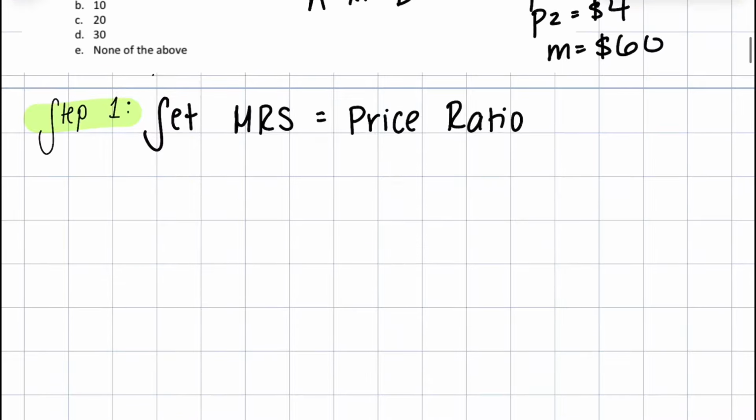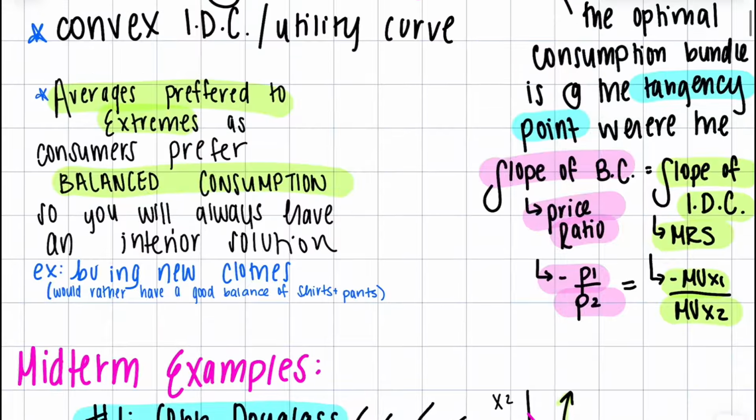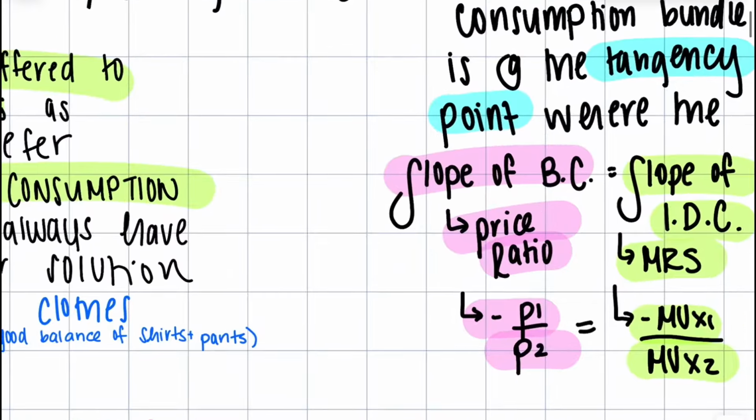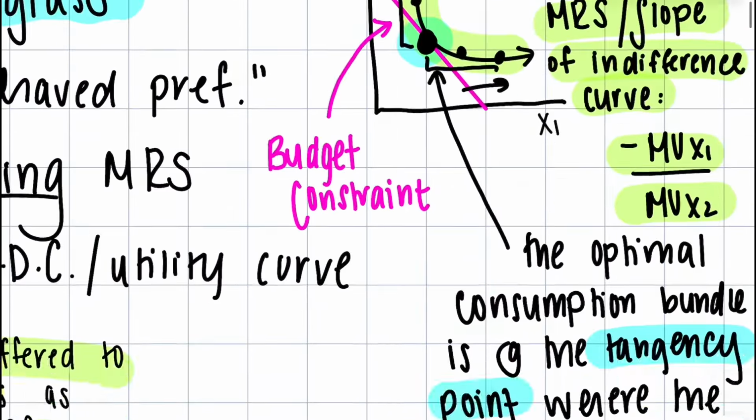So there will always be 2 steps for all the preferences. For Cobb-Douglas, our first step is to set the MRS equal to the price ratio, because this is where the two slopes are equal. This is where our tangency point is going to be on the graph.